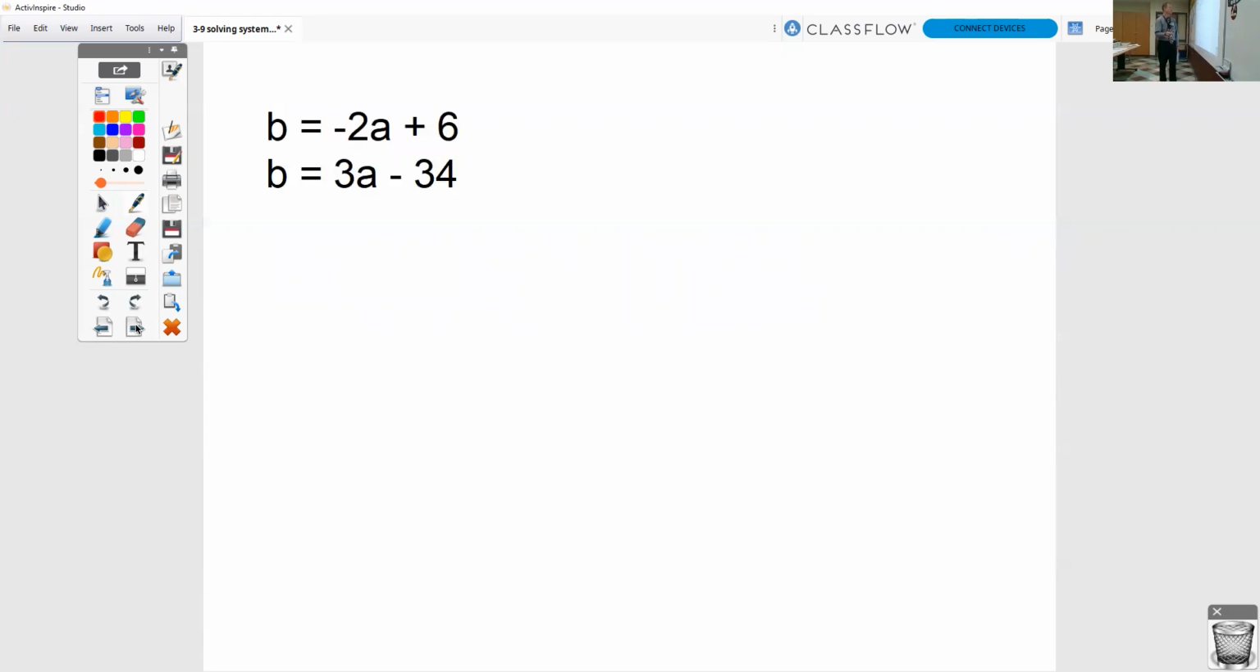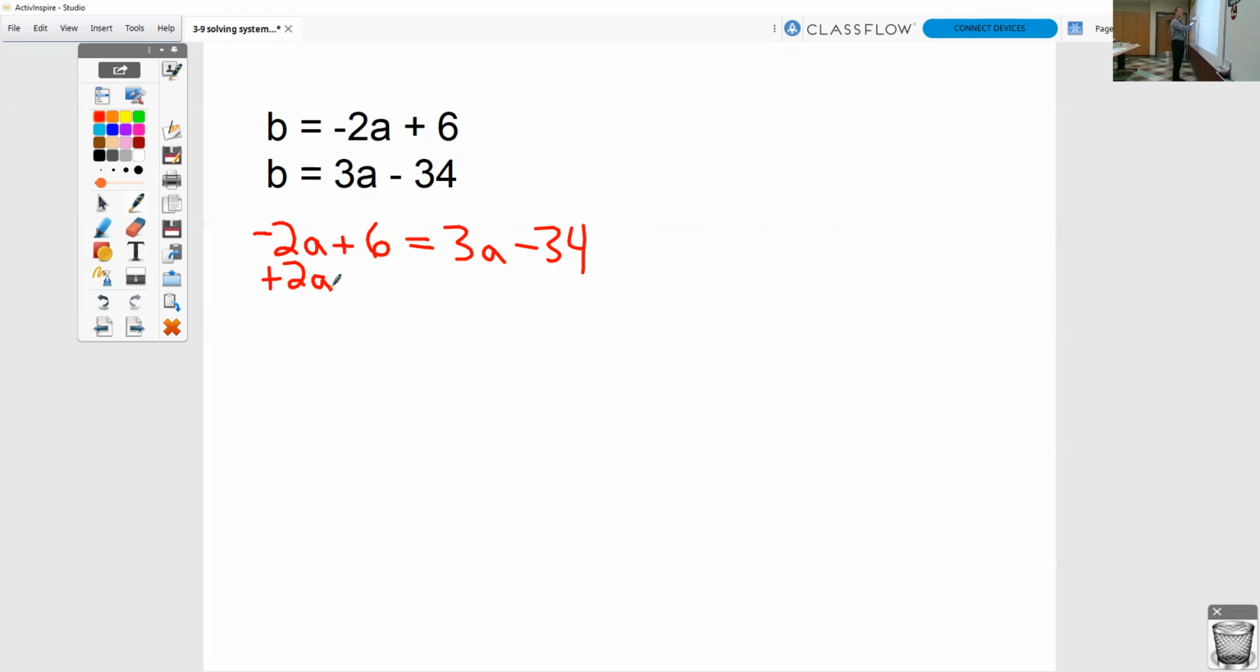The other type of question that you're going to have doesn't involve x's and y's, but it will involve other letters. You do it the same exact way. Here we have b equals and b equals. Well, all that we're going to do is set the two equations equal to each other again. So negative 2a plus 6 equals 3a minus 34.